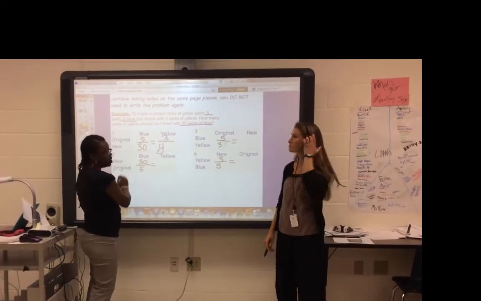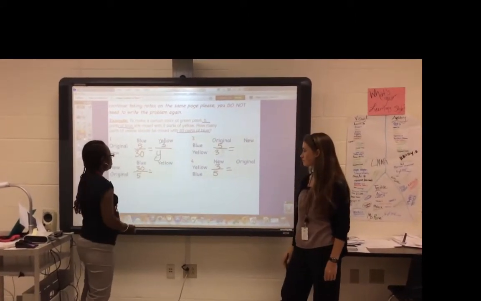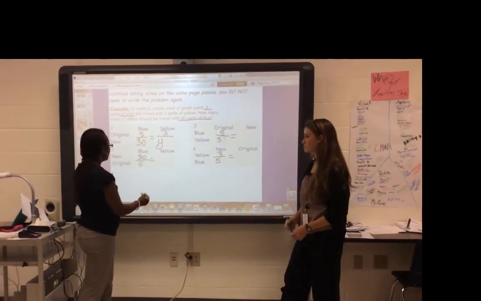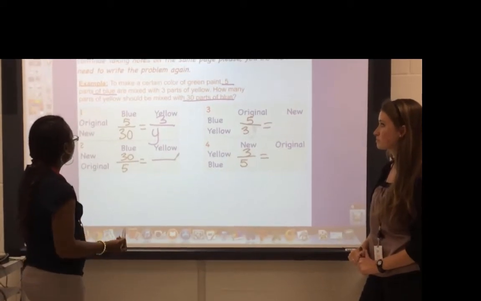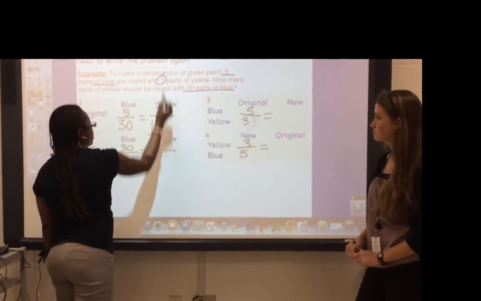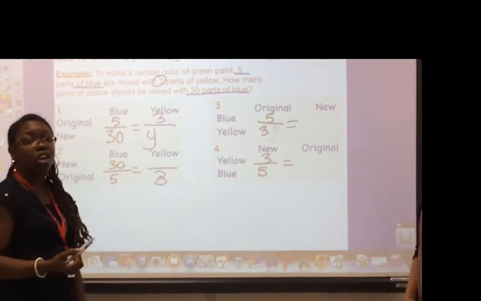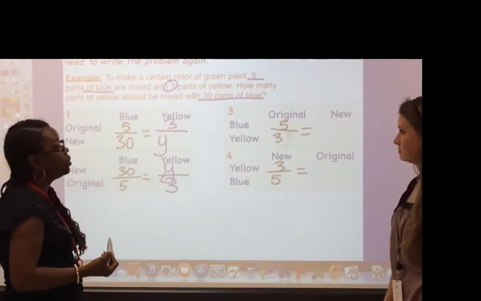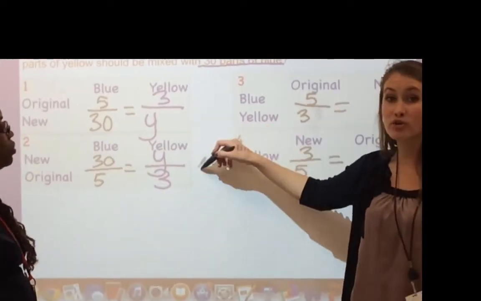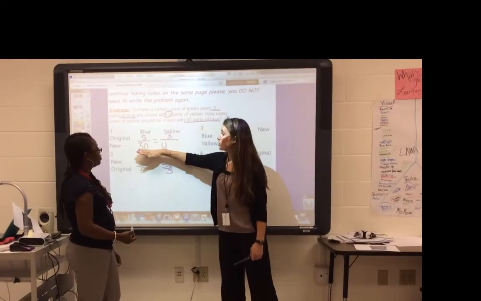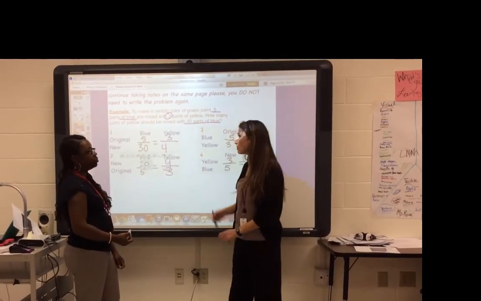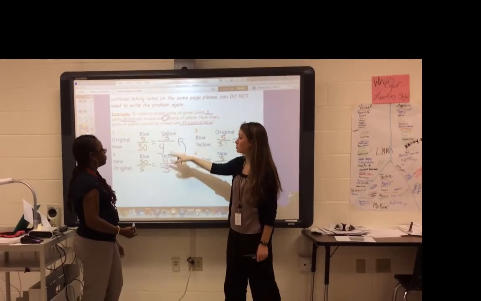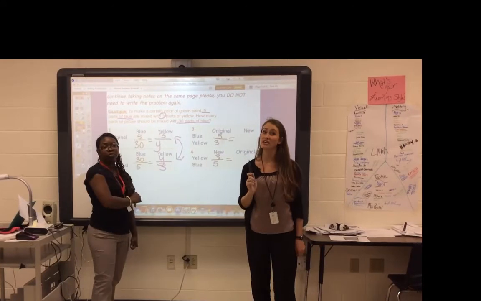Okay, so we can also rewrite this another way. We can do it based on the new part, which is the new part of blue is 30, and the original part is 5 parts. So once again, we know the original part of yellow is 3. So we're going to put our 3 down here, and we don't know how many new parts of yellow to use, so we're going to write y for our variable. As you can see, either way you do it, with original on the top or new on the top, they're just mirror images of each other. Whichever way you choose, just be consistent.